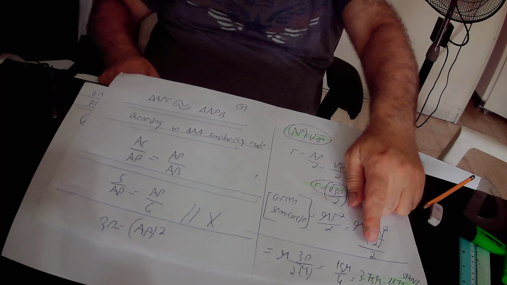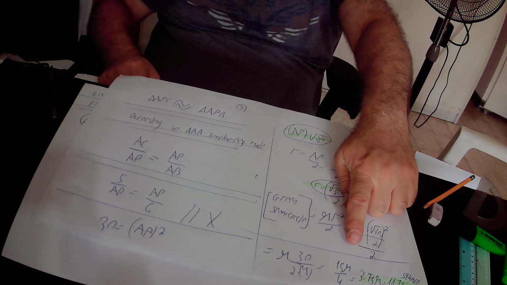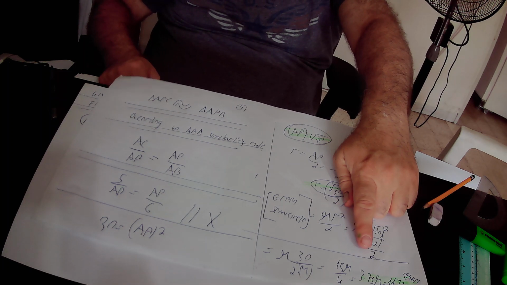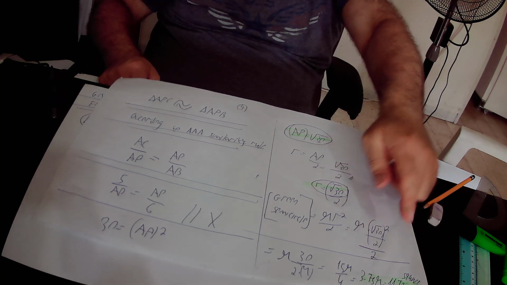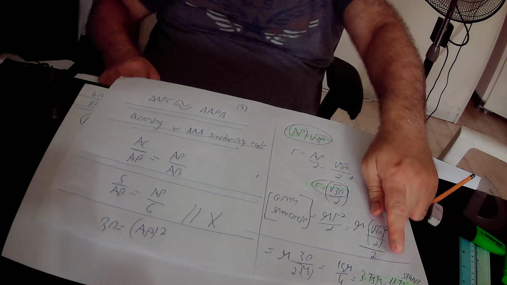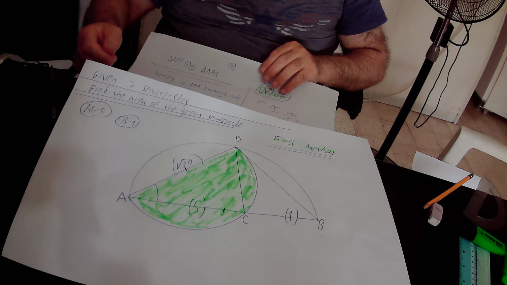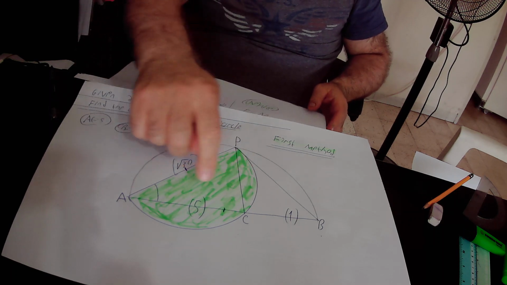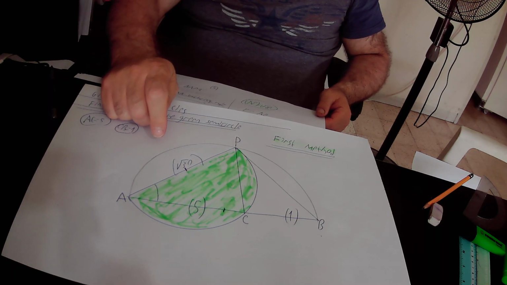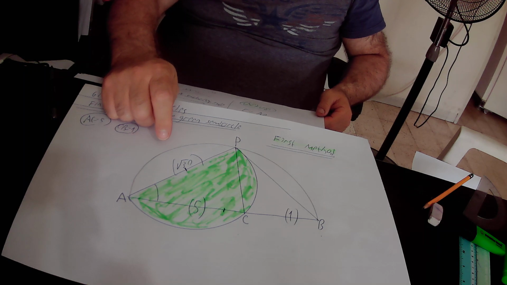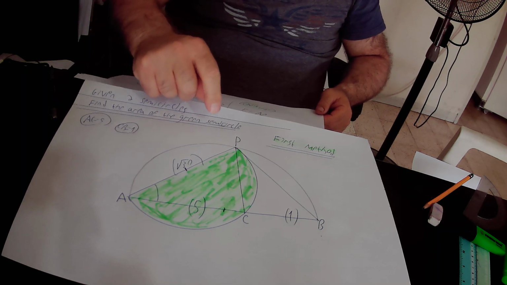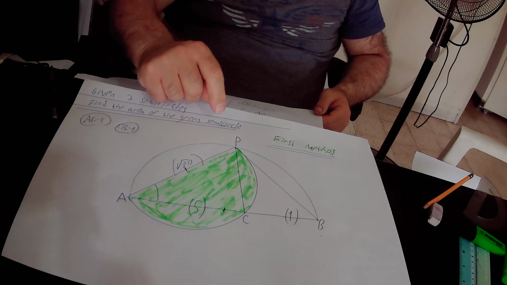15 over 4 is 3.75, therefore in total this expression equals 3.75 pi square units. In terms of numbers, it is 11.78 square units. I'll repeat again, in conclusion, we found that the area of this green semicircle equals either 3.75 pi square units, or in terms of numbers, 11.78 square units.